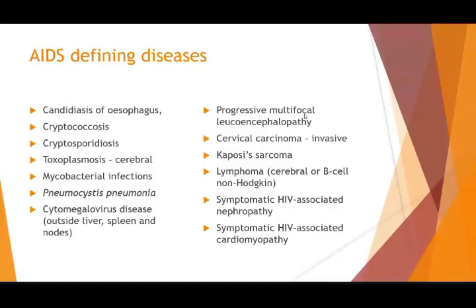Is it clear, students, so far regarding AIDS? It is very important. These are the AIDS-defining diseases. You have to recall these diseases in order to diagnose an AIDS patient. Not every HIV infection means AIDS. If the HIV patient doesn't harbor any of these diseases, we call this an HIV infection. But if he harbors one of these categories of infection, we call it AIDS. So an HIV infection is not equal to AIDS.